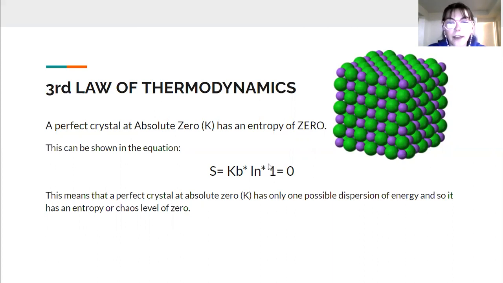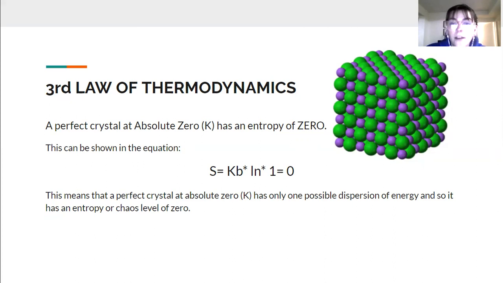So why do we have this 1 here for this equation? As we can see in this depiction of a perfect crystal, our particles are perfectly aligned and packed very tightly together. There's not much freedom of motion. There's not very much room for energy dispersion. And on top of that, we are at absolute 0 Kelvin, which means we're going to have a very, very small amount of particle kinetic energy, particle movement.